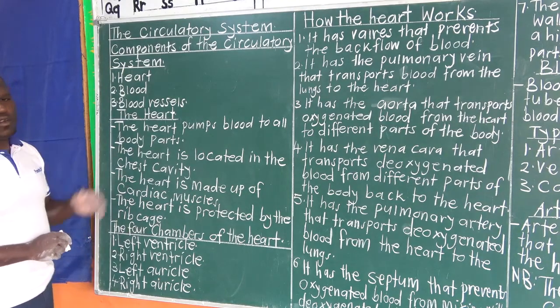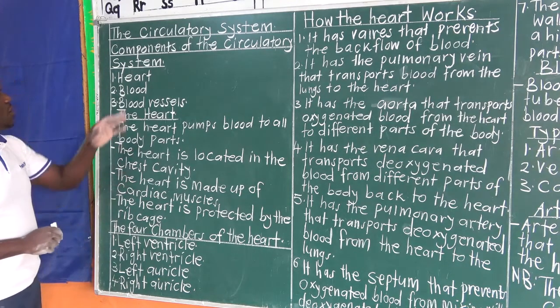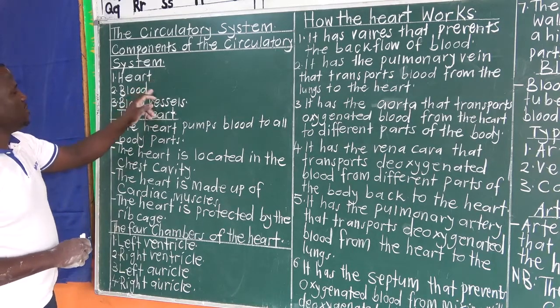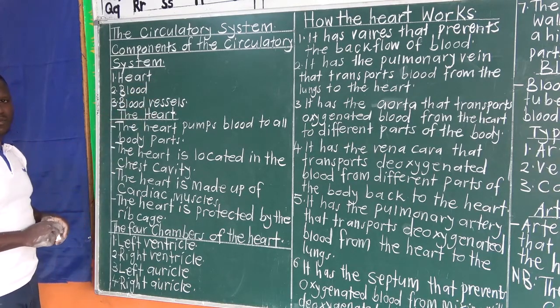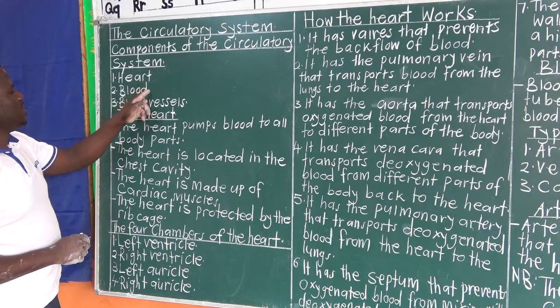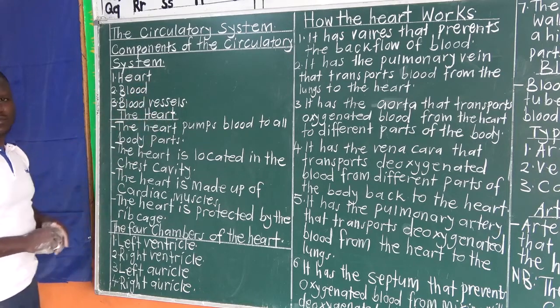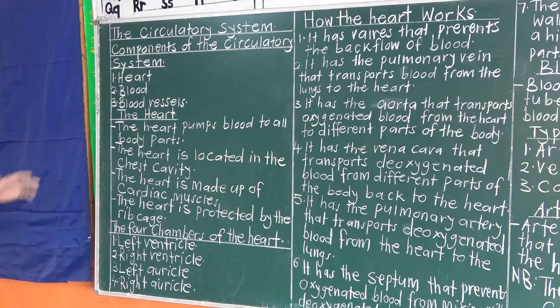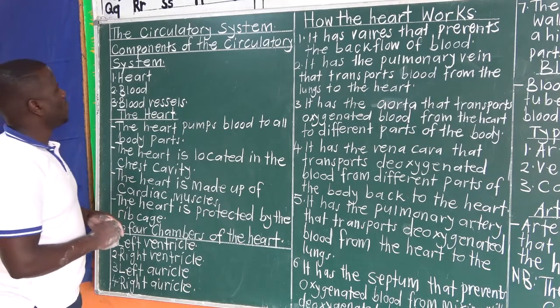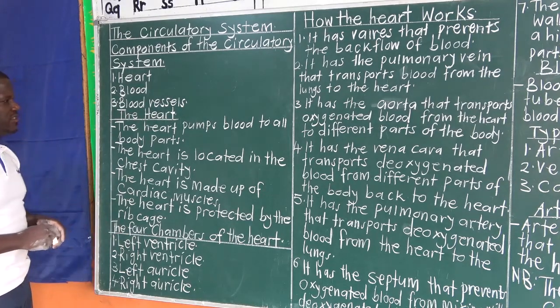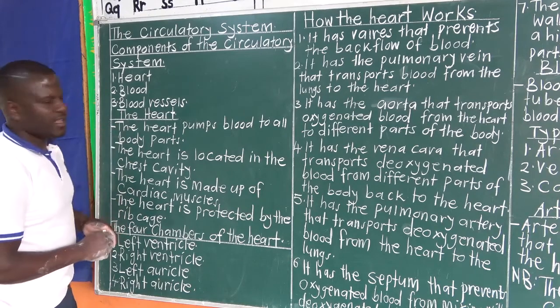We have three components of the circulatory system: the heart, blood, and blood vessels. These are the three components of the circulatory system. Let's begin with the heart.